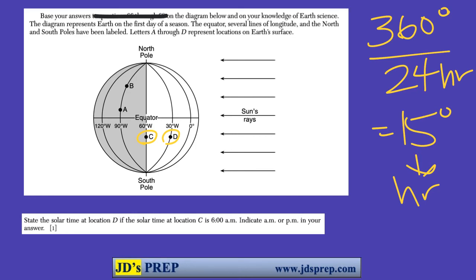So if it is 6 a.m. here at C, then 30 degrees west is going to be 2 hours later, so it's going to be 8 a.m.